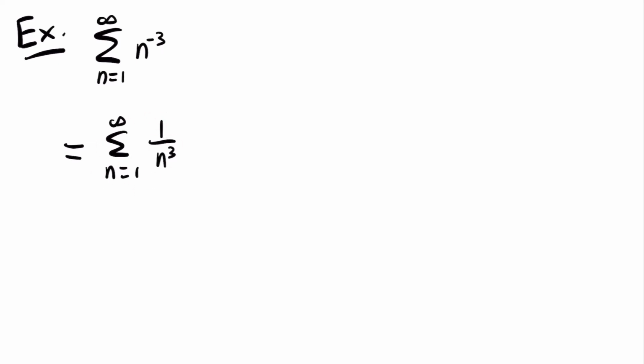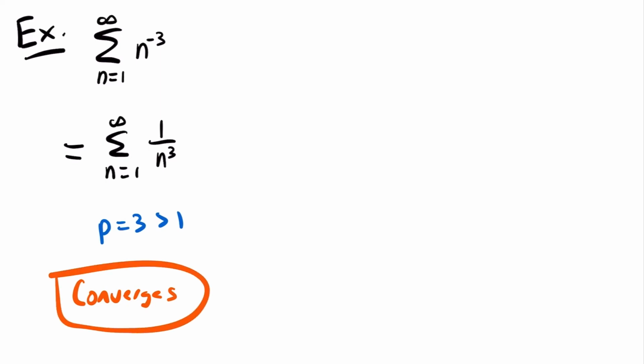In fact, we can see that we have 1 divided by n to the power of 3, and so 3 is our power p. So we'll say that p is equal to 3, and since that is greater than 1, we know that this p-series will converge. And so I'll write that down, that this series converges. Okay? So the value of p was greater than 1, and so we know for a fact that this p-series converges. Here we have another example.